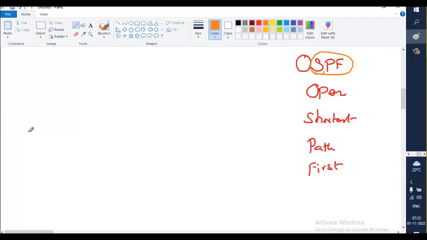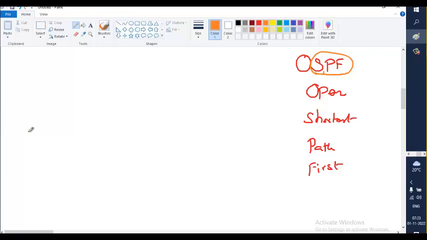Whether it is in a microprocessor, or the operating system locating a file from the disk, or in the network finding the location of a remote destination. In all these places, we look for a shortest path. So this is the best algorithm, SPF.